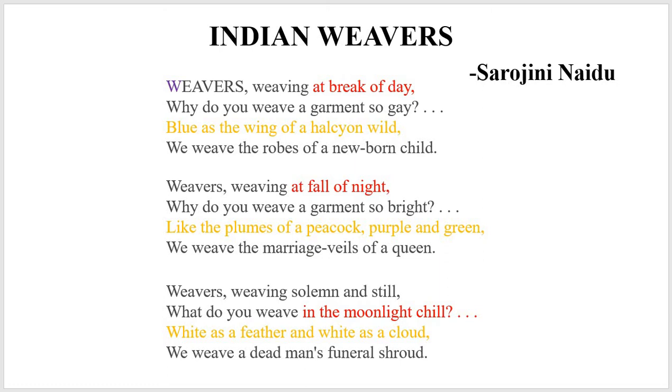So, in the moonlight chill, white as a feather and white as a cloud are going to symbolize old age, wherein everyone moves towards death at this particular stage.